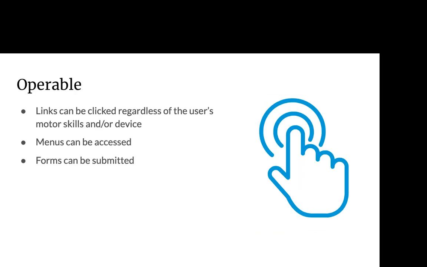so that they can actually figure out what's there and find it. It needs to be operable, which is pretty straightforward. It needs to be something that people can actually make use of. The links can be clicked regardless of motor skills or device. Menus can be accessed and forms can be submitted.